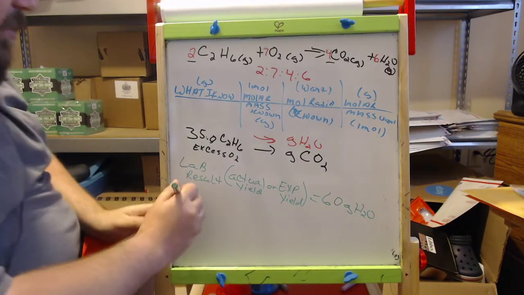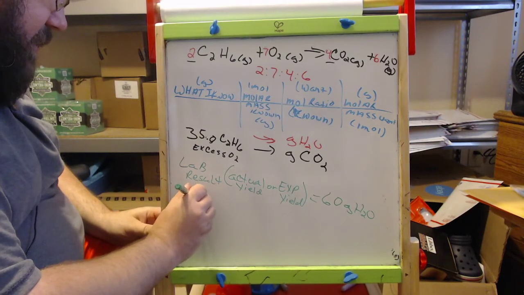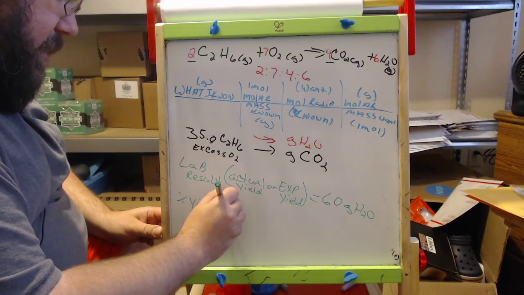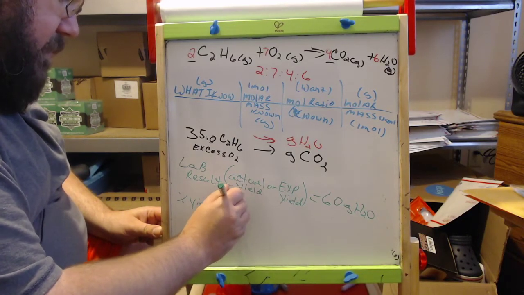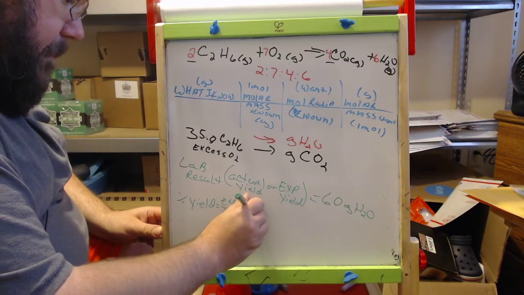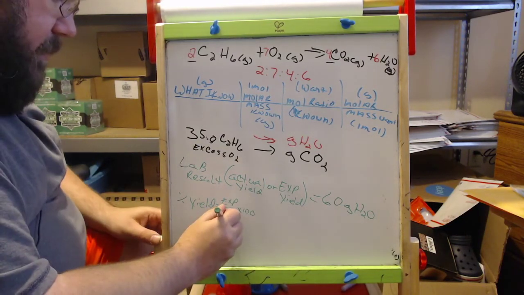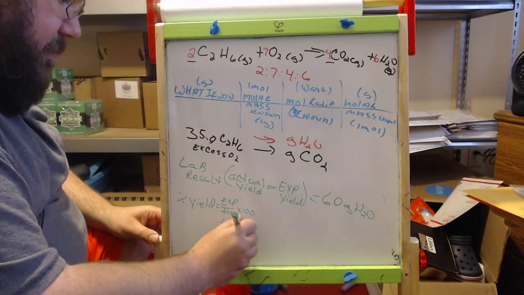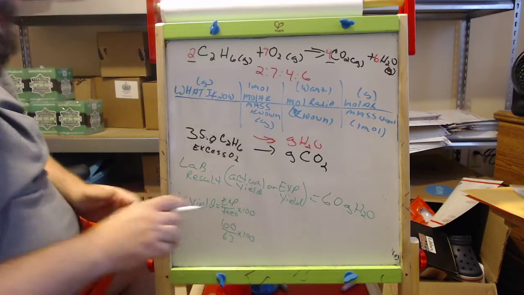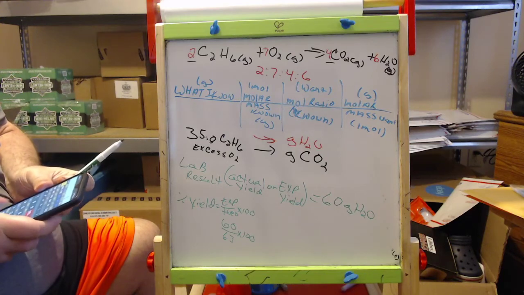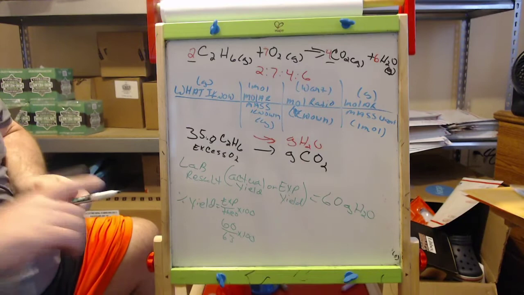In order to see how well we did, percent yield is equal to our experimental or actual value divided by our theoretical value times 100. So if we were doing for water, we would do 60 over 63 times 100. Okay. So 60 divided by 63, and I'm getting 95% roughly.